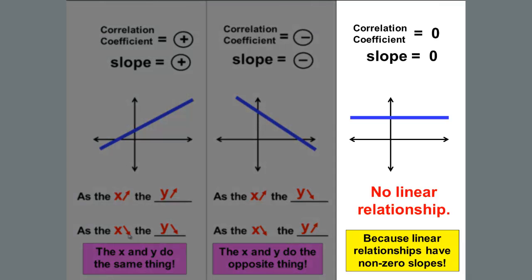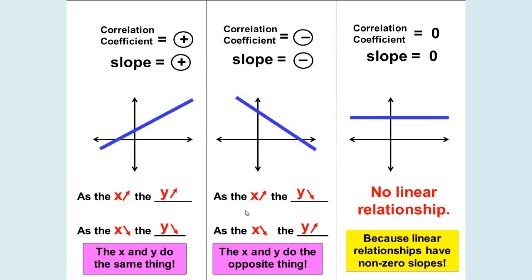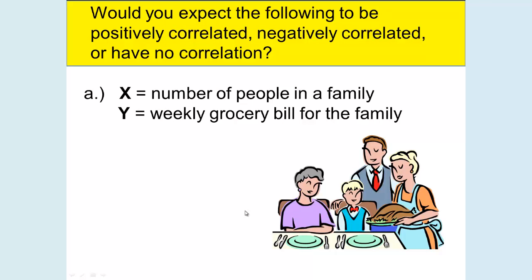And when the correlation coefficient is 0, the slope is 0, our line is going straight across, there is no linear relationship because the linear relationships have non-zero slopes. Would you expect the following to be positively correlated, negatively correlated, or have no correlation? The number x being the number of people in a family, and y being the weekly grocery bill for the family. And this is general trends. Don't try to overthink these problems.